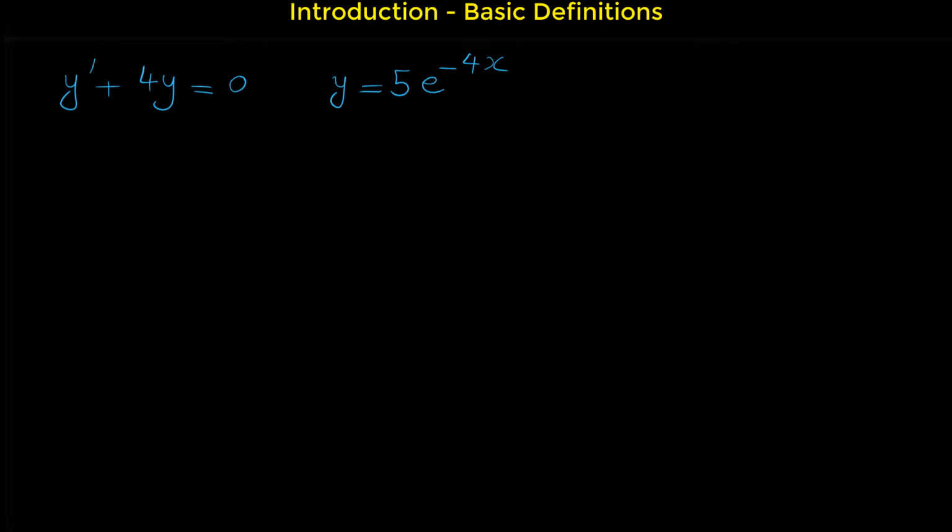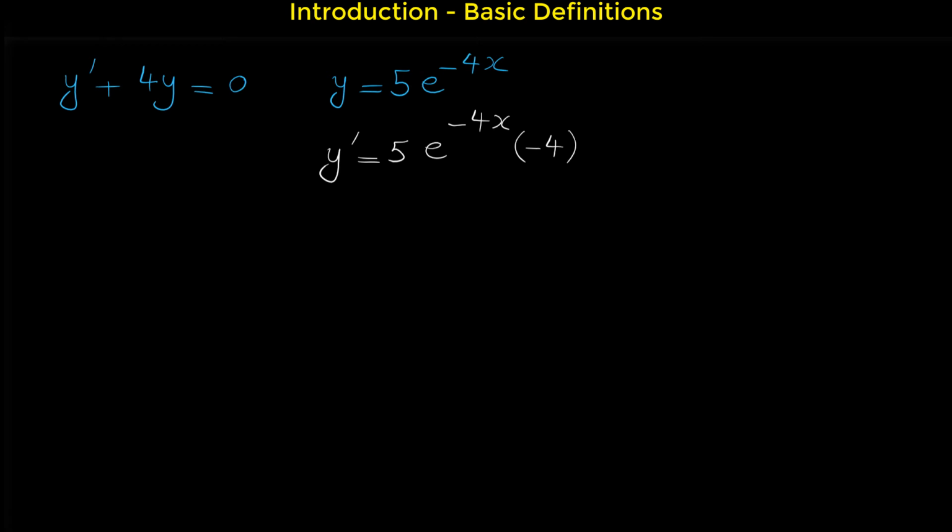If y equals 5e to the negative 4x, y prime, because here we have y prime, first let's find y prime. To find the derivative of this function, we have to write 5 and we have to take the derivative of this function. The derivative of e to the negative 4x is e to the negative 4x times negative 4.